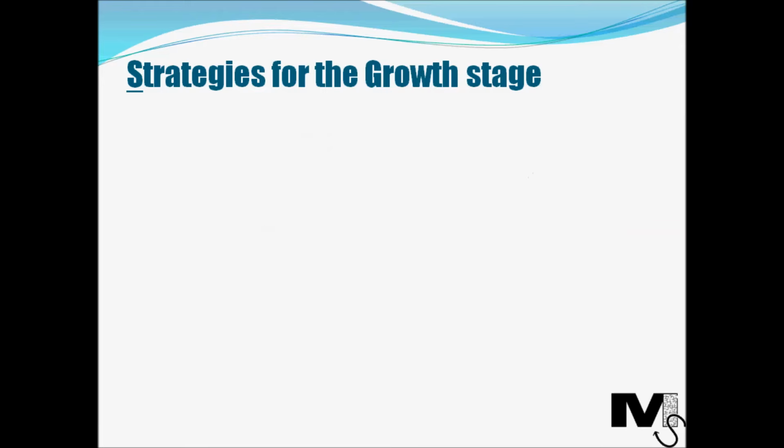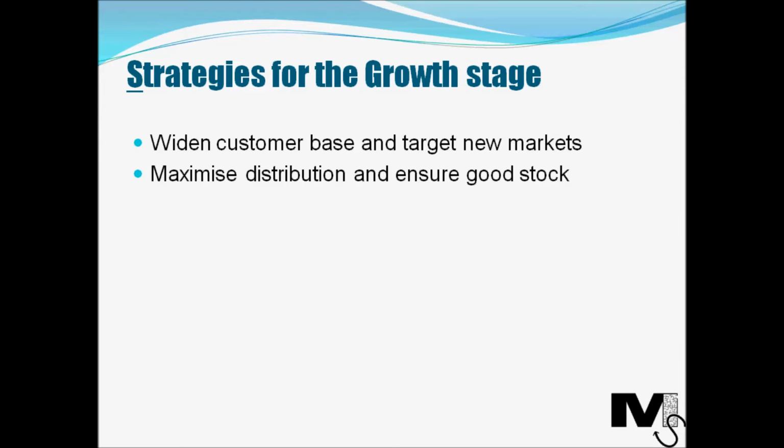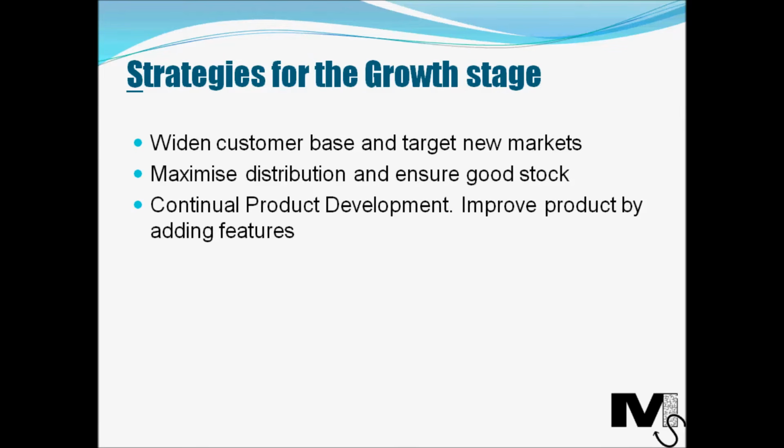And then we move on to the strategies for the growth stage. At this stage, it's been identified that the product has great potential to be successful, to be a market leader, so therefore we look at widening the customer base and targeting new markets. We maximize distribution, we maximize production, and always ensure that there's good stock, there's good availability, and the demand for the product is met. That's why we have a growth in sales, because we are able to match the demand.